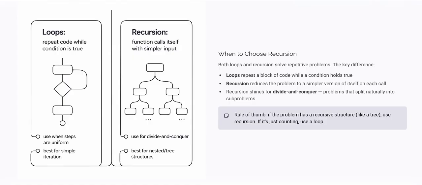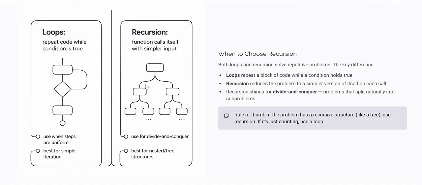Rule of thumb: if the problem has a recursive structure like a tree, use recursion. If it's counting, use a loop. If you have a structure like a tree, then use recursion. And if you can see that it is counting, then use a loop.